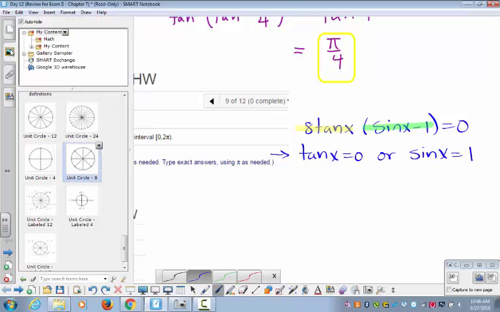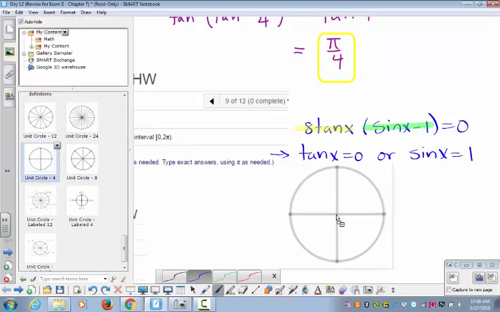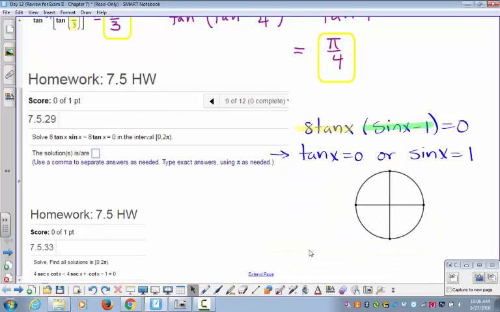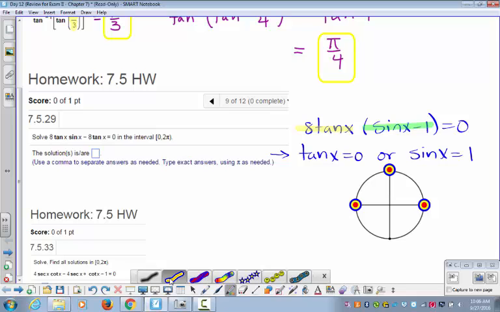So we're going to go to a unit circle just to get a nice image of what our solutions look like. We can use a 4-sector circle here because our places are here, tangent is 0, here, tangent is 0, there, sine is 1, and that's it. So those are the 3 locations on the circle, the 3 terminal points that correspond to solutions to those 2 equations. Any questions up to that point?